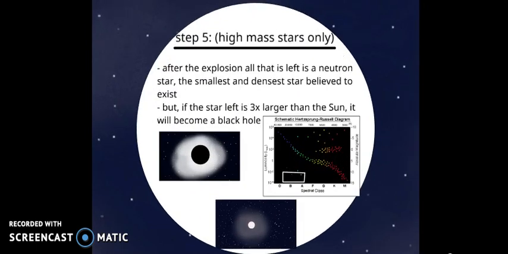And the fifth step for high mass stars, and this is high mass stars only because low mass stars are already dead. After the explosion, all that is left is a neutron star, which is the smallest and densest star believed to exist at the moment. And if the star is 3 times larger than the sun, it will eventually become a black hole. And the only star I can graph on the HR diagram is the neutron star because black holes are simply not stars. They are graphed in the very lower left corner because they are not very bright. They are very dim and very small.